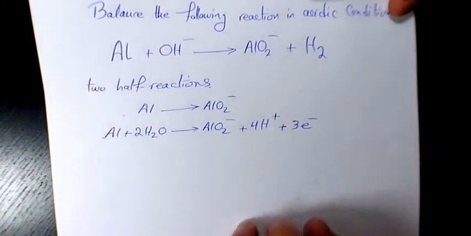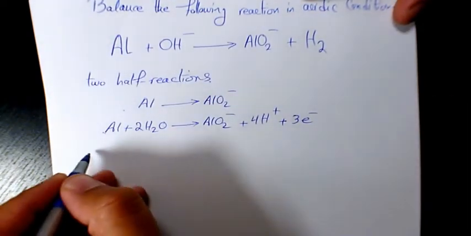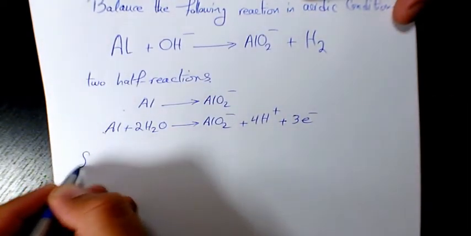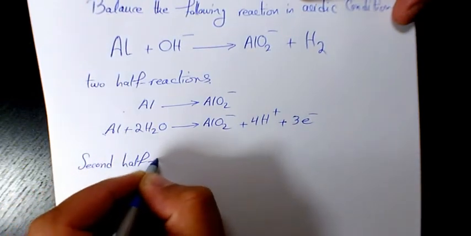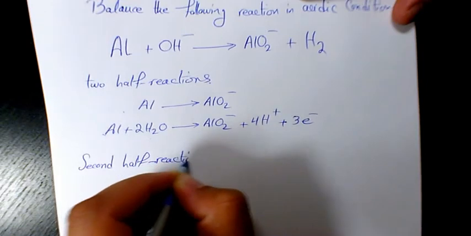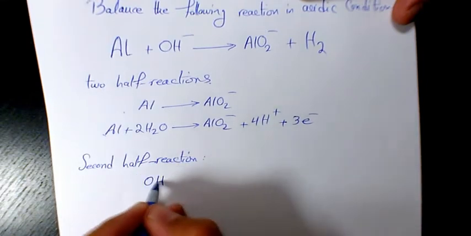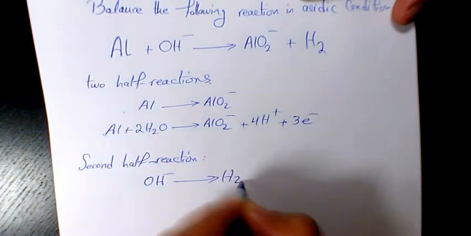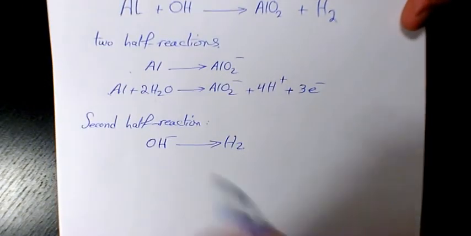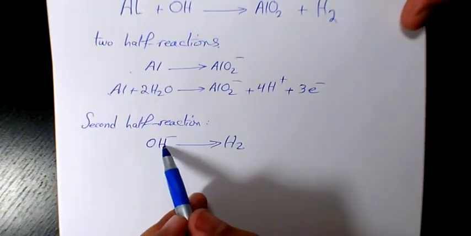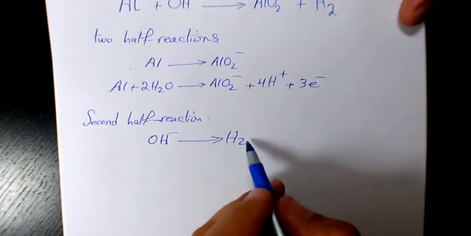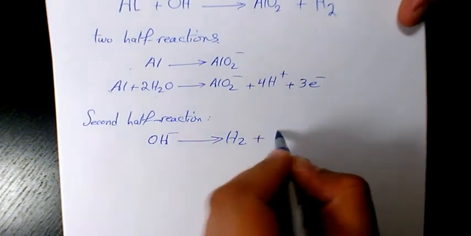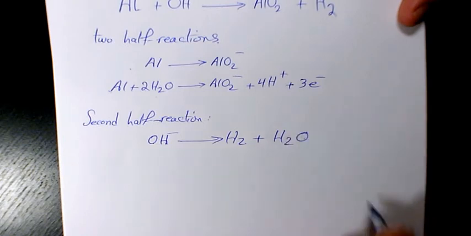Now let's look at the other example, the second half reaction, which is going to be OH gives H2. So how do you balance it? We have 1 oxygen, 1 hydrogen. We have 2 hydrogens here. So in order to balance it, first of all, I'm going to add a water molecule in here.